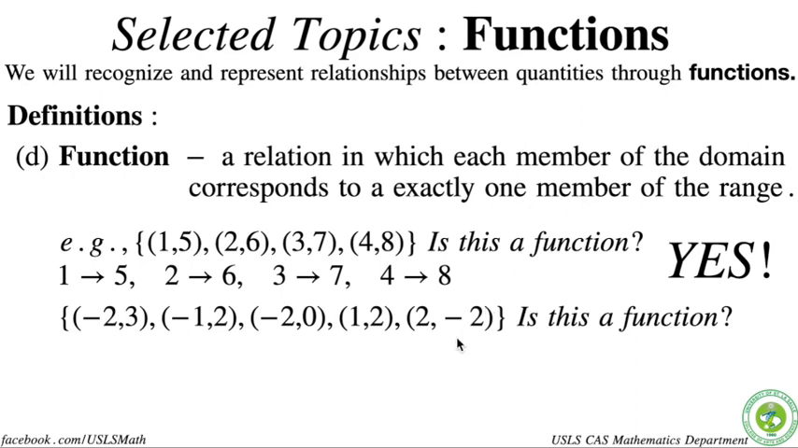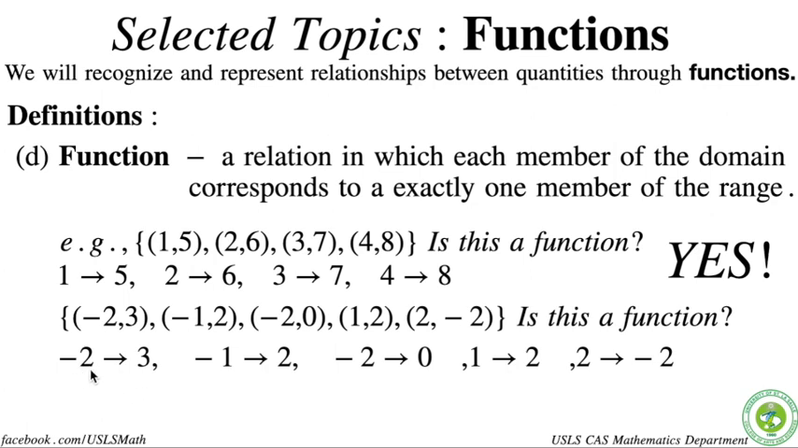So we can think again as follows. Negative 2 gives us 3, negative 1 gives us 2, negative 2 gives us 0, 1 gives us 2, and positive 2 gives us negative 2. So let's ask ourselves again, does negative 2 only give us 3? Well, we can see here that negative 2 also gives us 0. So this is a counterexample of a function.